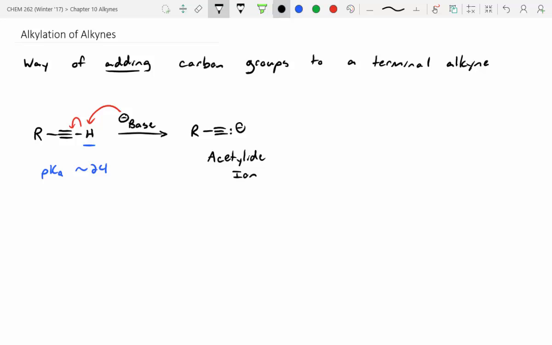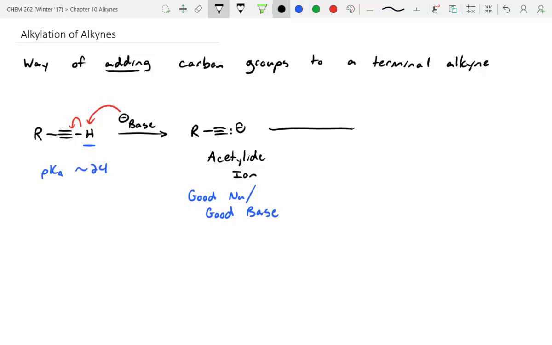And acetylide ions are really good nucleophiles. But they're also good bases. Right? It wants its proton back. So if we've got a good nucleophile, good base, I drove this into your heads during fall term, this can do what sort of chemistry? SN2. Yeah, it could do SN2 or E2 chemistry, right? So in this case, we're trying to add carbons on. We're not trying to do an elimination reaction. So we probably want to do SN2 chemistry.